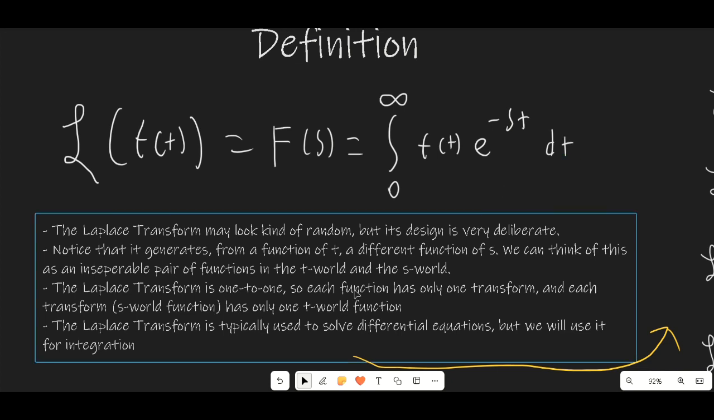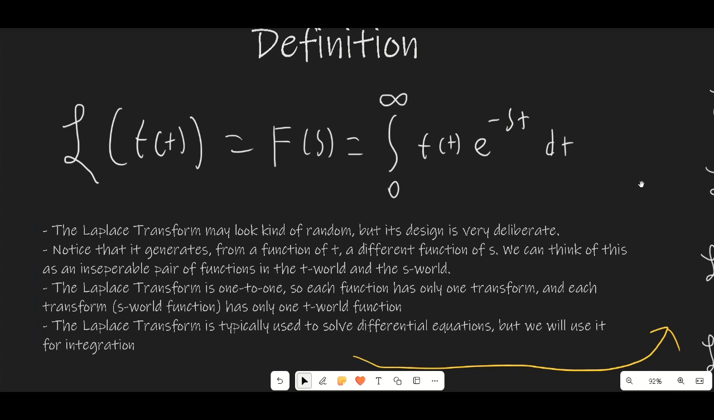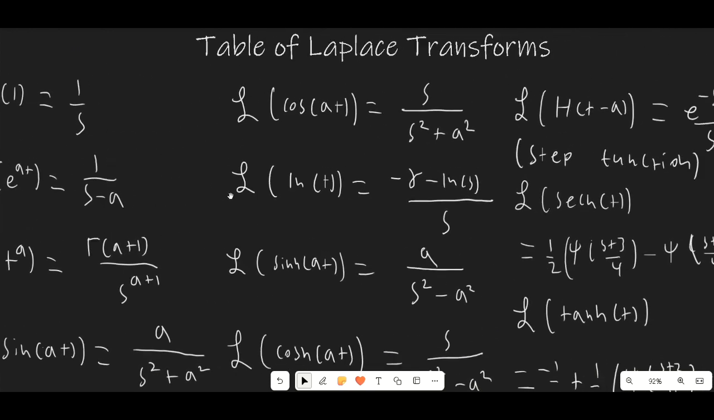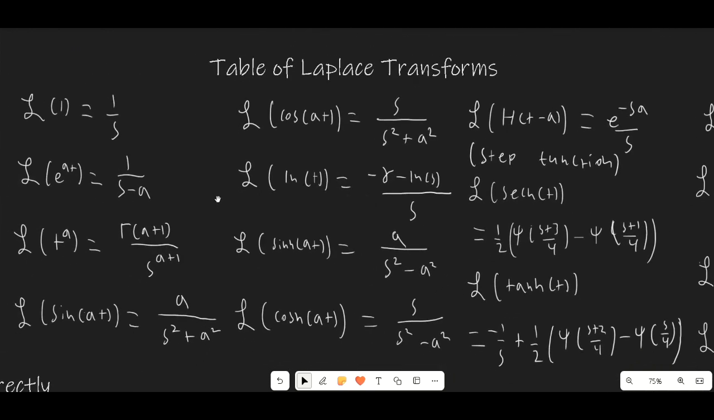The classic use for the Laplace transform is differential equations, but we're going to be using it for integration. So I have here a table of Laplace transforms. All of the Laplace transforms that are right here are pretty easy to calculate, except for maybe these last two over here. So really the important ones are going to be Laplace transform of 1, e to the at, t to the a, sine of at, cosine of at, and ln t.